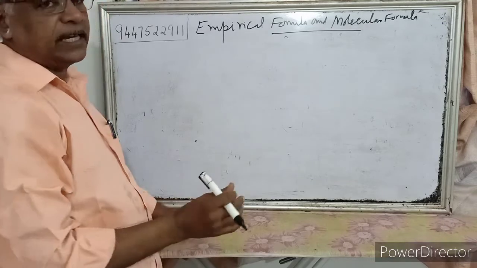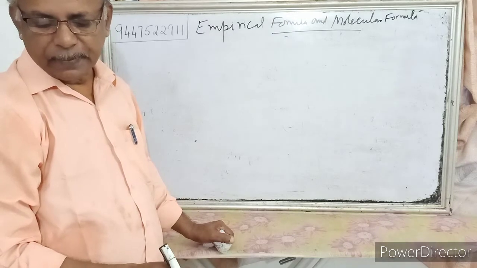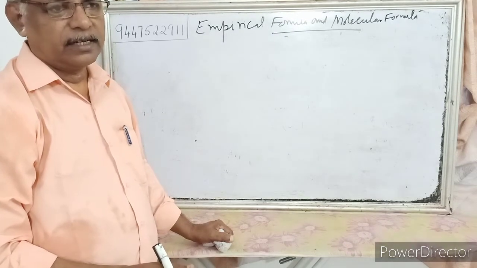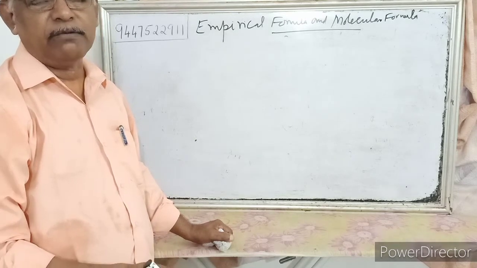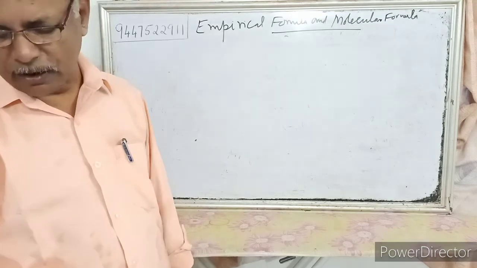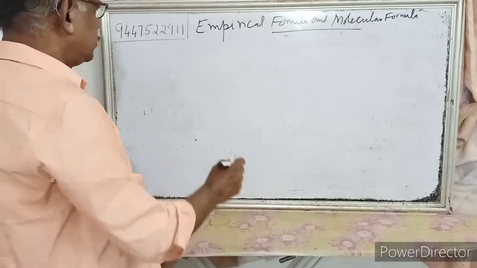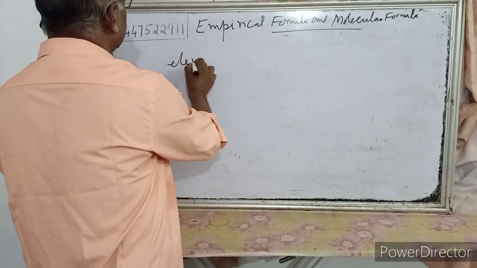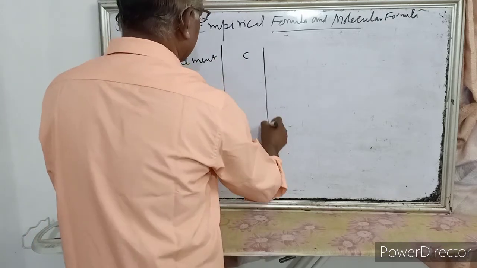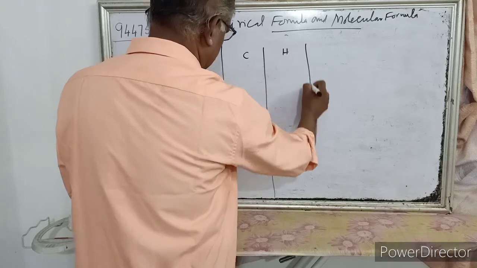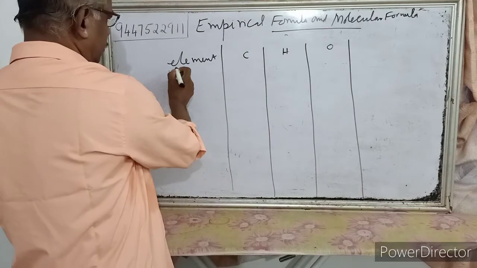So next is the method for calculating the empirical formula and molecular formula if you are given percentage composition. In a problem you will be given the percentage composition of different elements and you are asked to find out the molecular formula of the compound. In that case, first you write the elements, for example, carbon, hydrogen and oxygen.